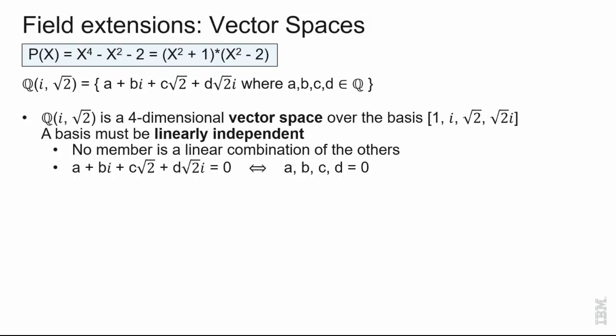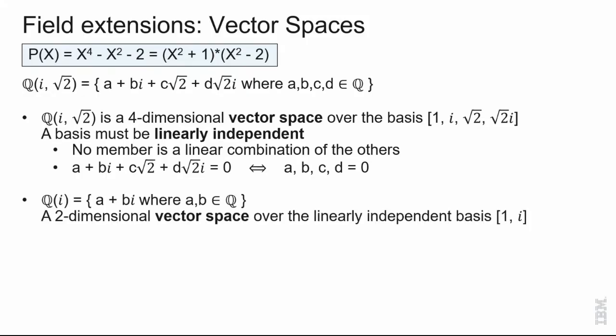And an alternative definition of linear independence is that if you take any linear combination of these 4 values and they happen to equal 0, this can only happen if all a, b, c, and d are equal to 0. So this is just an alternative definition of what it means to be linearly independent. Okay.